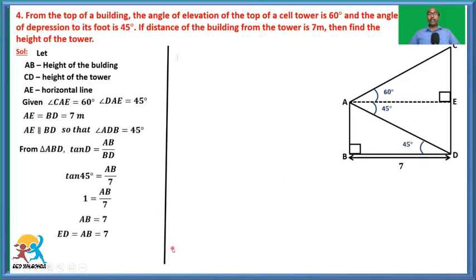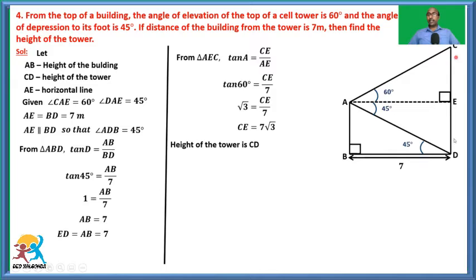Now take triangle ACE. From triangle ACE, tan A is equal to opposite by adjacent. That is CE by AE. But we know that AE is equal to BD. Okay. Which is equal to 7. So A is equal to 60 degrees. AE is equal to 7. Tan 60 is equal to CE by 7. That is root 3 is equal to CE by 7. CE is equal to 7 root 3.